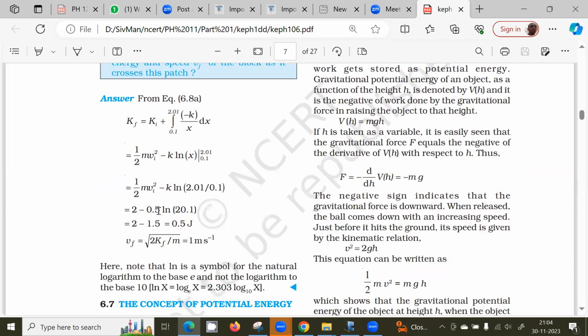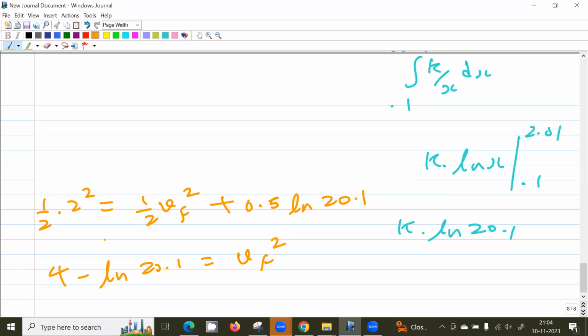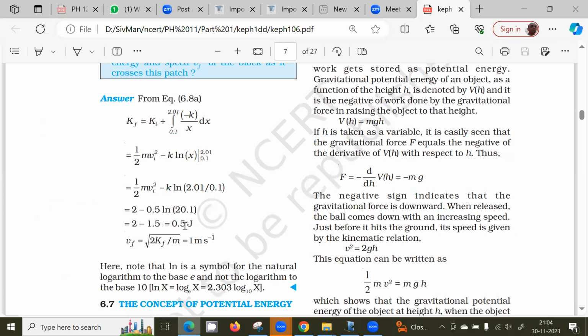Oh, ln 20 is 2 minus this. It's 0.75 then. Oh. Ln 20. So 2 minus 1.5. Oh, they're converting it to log. No, not necessary. Okay, they're taking square root later, but they're getting 2 here, I'm getting 4.